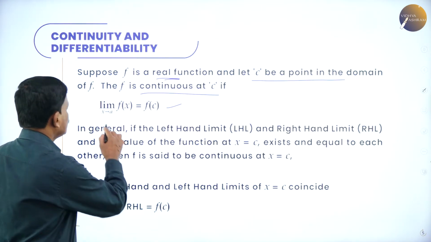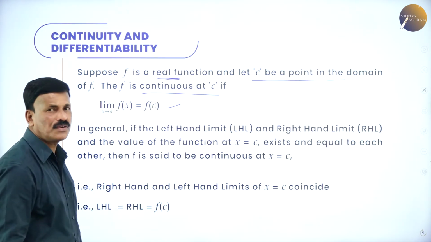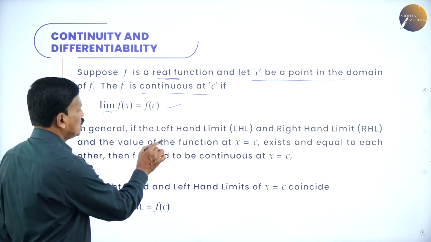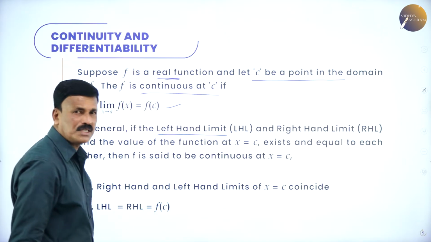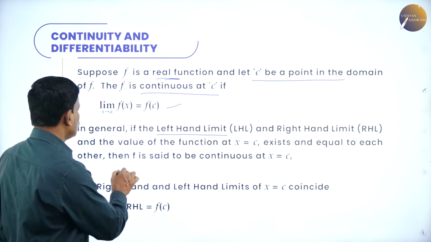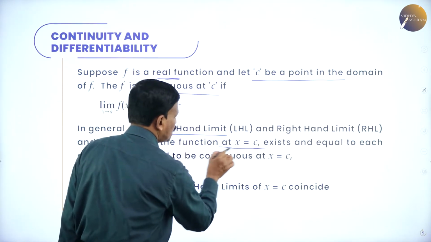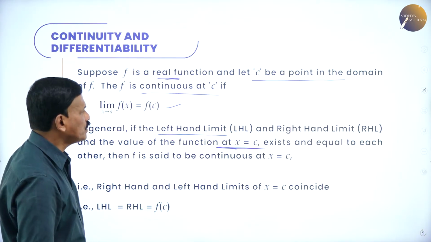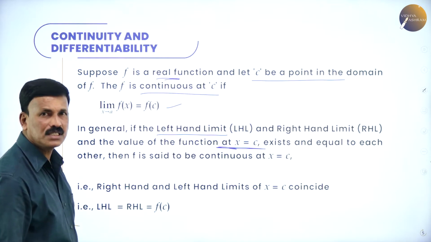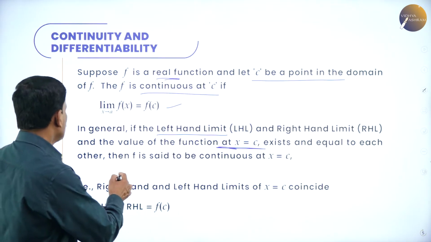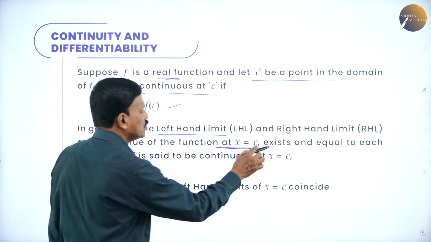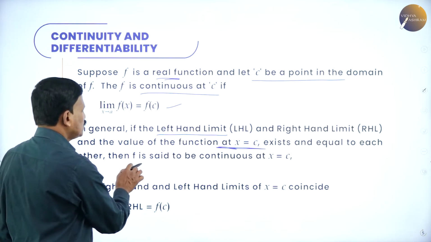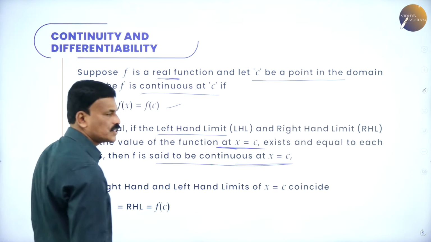In general, the definition of a limit of f of x means the left hand limit and the right hand limit are equal. So if the left hand limit (LHL) and the right hand limit (RHL) of the function at x is equal to c exist, and each exists and is equal to the other, then it is said to be continuous at x is equal to c.